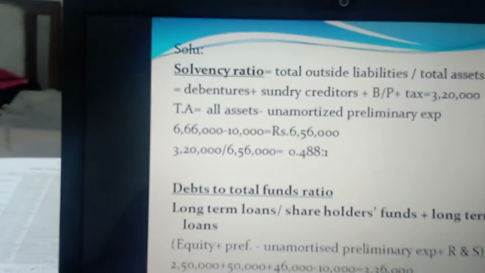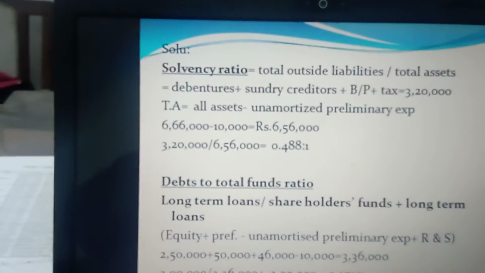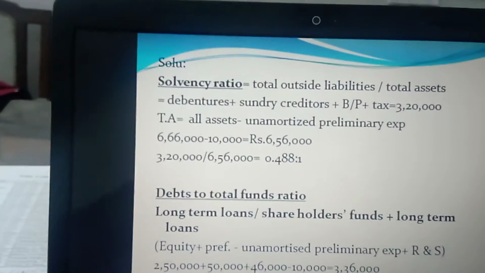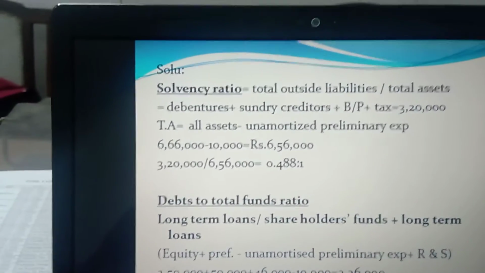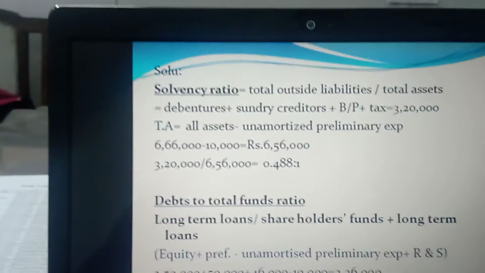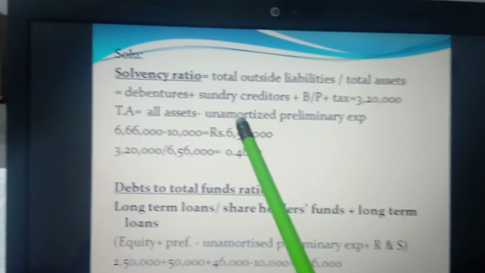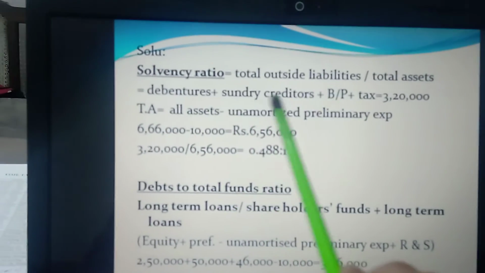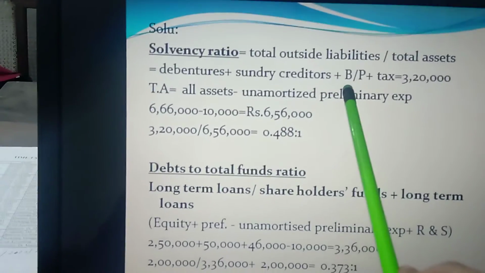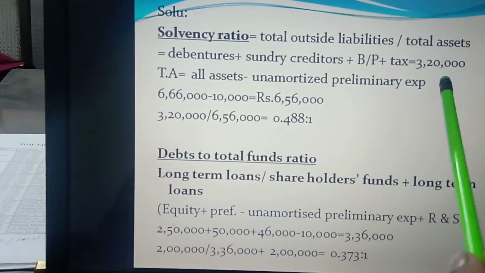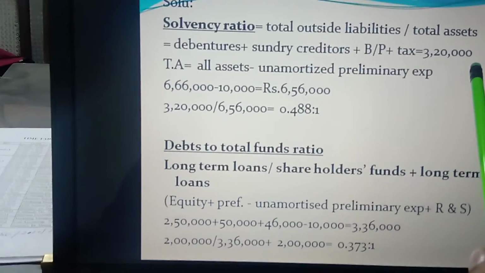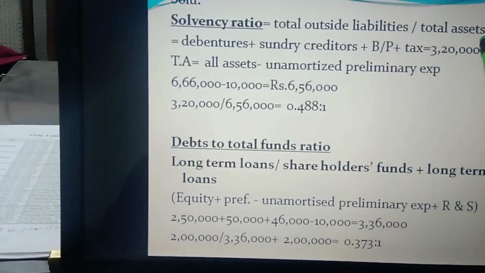Now we have to compute the solvency ratio. For this, students, the formula says total outside liabilities would be divided by total assets. Here, total outside liabilities, we will take all the long-term liabilities, debentures, sundry creditors plus bills payable plus taxes, equals 3,20,000. And here it would be divided by total assets.